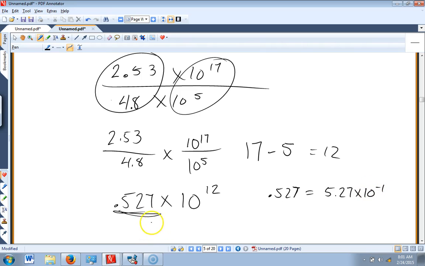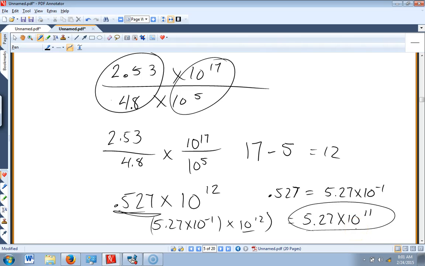So we'll replace this. We get 5.27 times 10 to the negative 1 times 10 to the 12th. So we're going to combine our exponents with our like bases here. And so we're going to get 5.27 times 10 to the 11th. And that is pretty much it. So we've gone over these now.